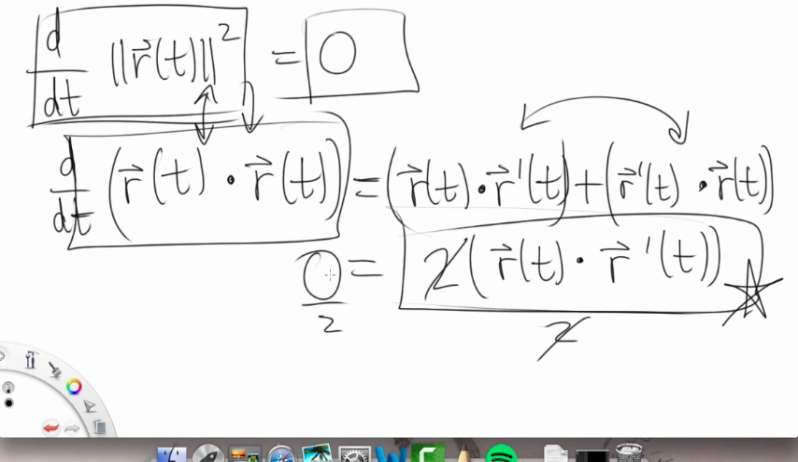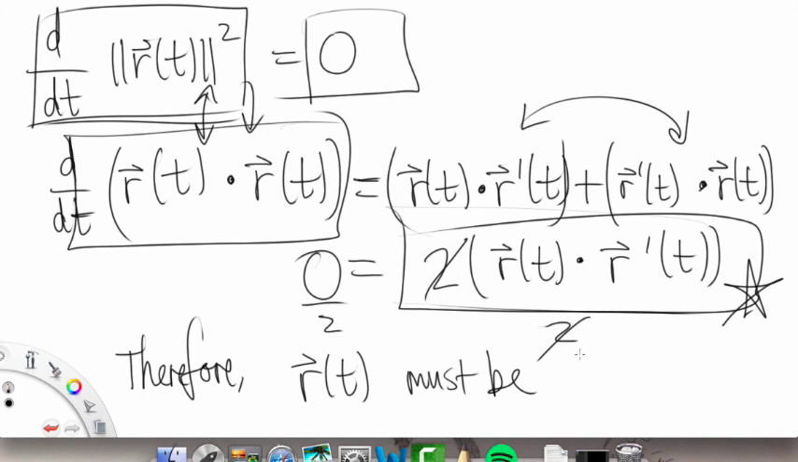which, if you'll recall, if you end up with a dot product between two vectors equaling 0, that means that those two vectors involved are orthogonal to each other. So we're going to say, therefore, r of t must be, that rhymes, perpendicular or orthogonal to r prime of t. Okay, so big conclusion there. All right, so they must be orthogonal.